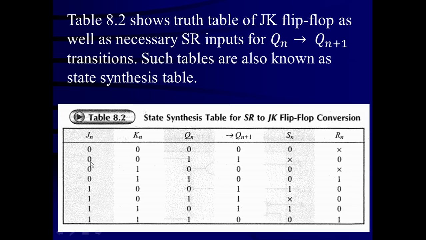Again, in the second row, you can see that J is equal to 0, K is equal to 0. If the present state is 1, after giving the clock pulse, no change, so the next state Qn plus 1 is equal to Qn only.